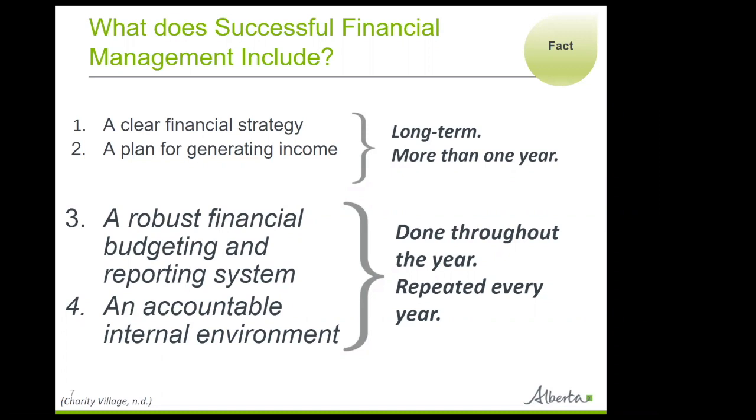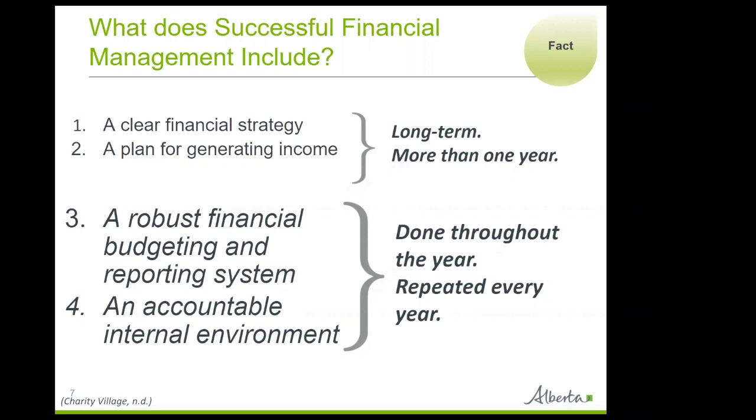A robust financial budgeting and reporting system is related to your answers to a few questions. What goes into the budget? How does your board create the budget? And who else is or could be involved in the creation of the budget? Does the board receive regular reports on the state of the finances? How do you know what is actually happening with respect to the finances of the organization? And that's really about reporting. Another question is, is there a yearly evaluation of the financial activities of the organization?